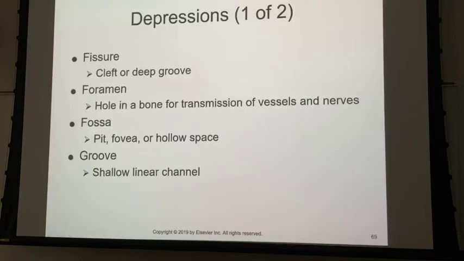A fissure is a cleft or a deep groove. A foramen is a hole. A fossa is a pit or a hollow space. And then a groove is a shallow linear channel.